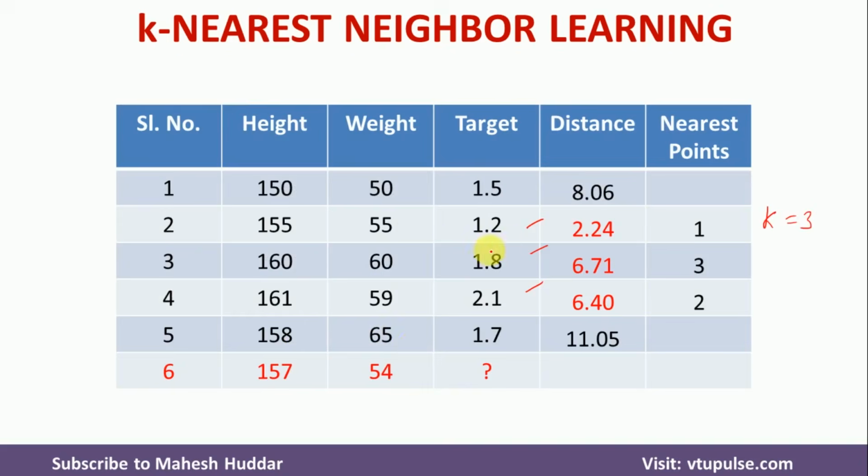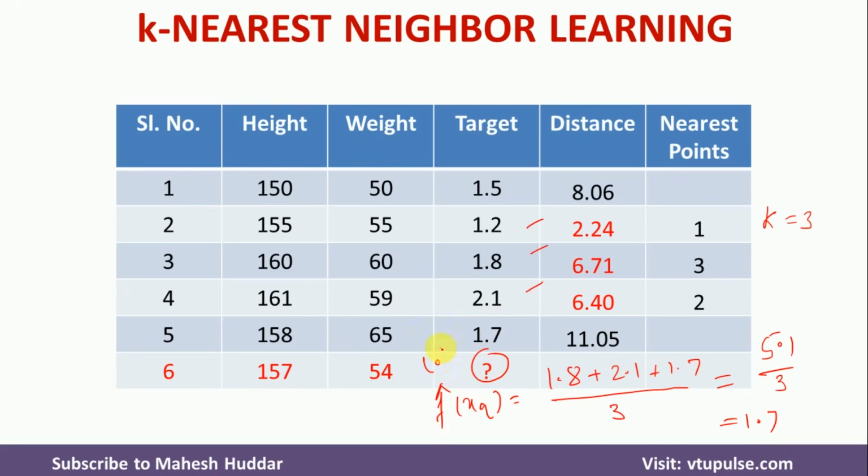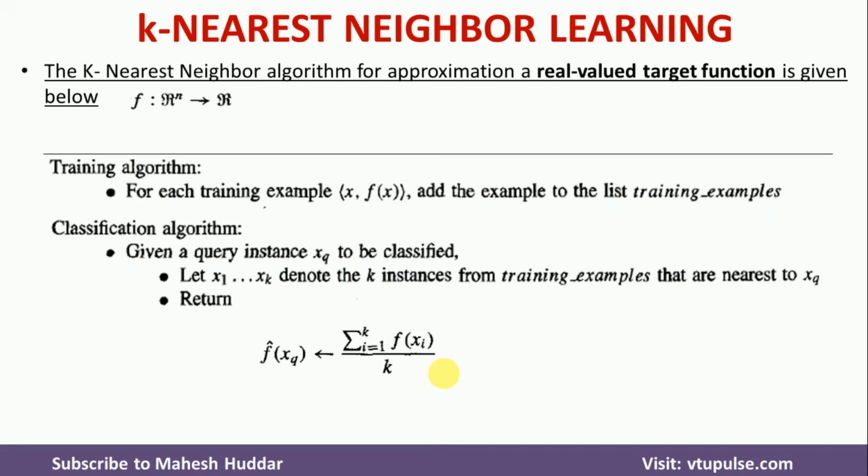So here we will add all three, that is 1.8 plus 2.1 plus 1.7. That is f dash of xq is equal to 1.8 plus 2.1 plus 1.7 divided by 3. I think it is 5.6 divided by 3, which is equal to 1.7. So the new example will be assigned a value 1.7 in this case. So this is how the k nearest neighbor algorithm works with respect to real valued target functions.